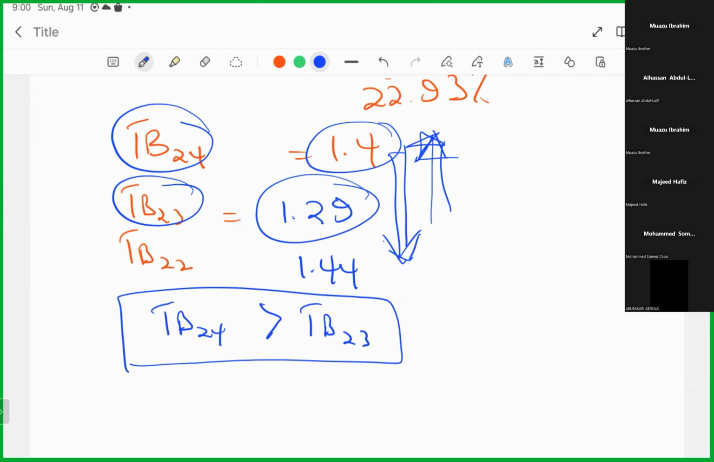Okay, so remember, 1.4 is the same thing as 1.40. And here it's 1.29. So even if you knock out the decimal point, you are left with 40 and 29. Which one is greater than the other? Oh, okay. 40 is greater than 29. Okay. Thank you.